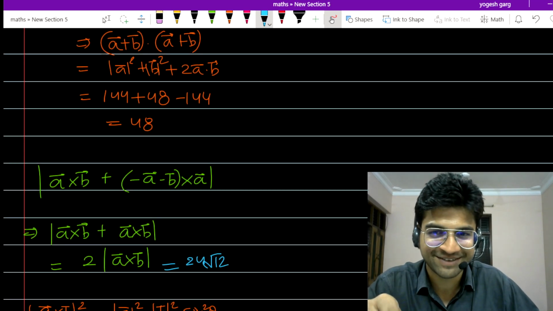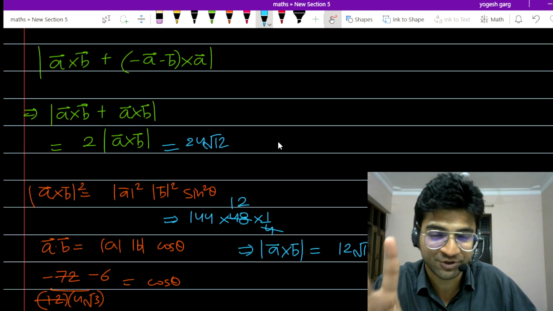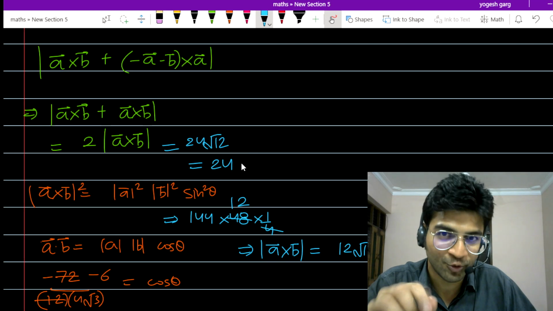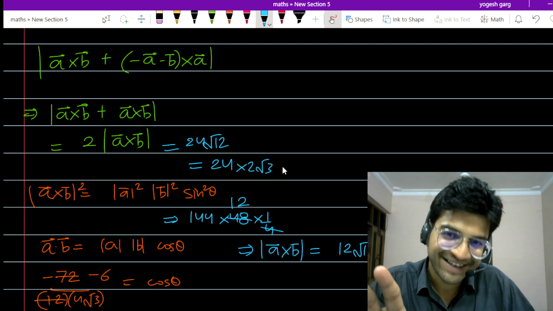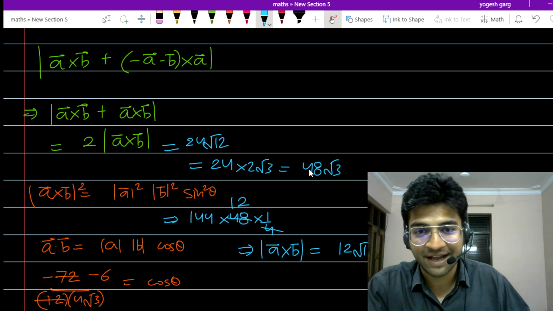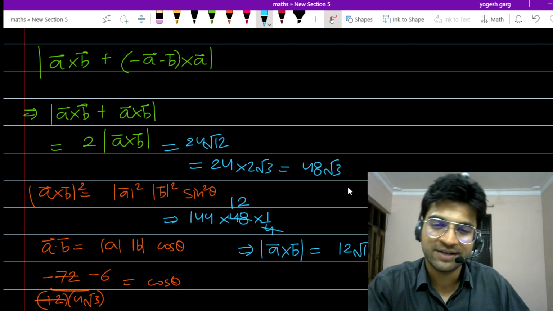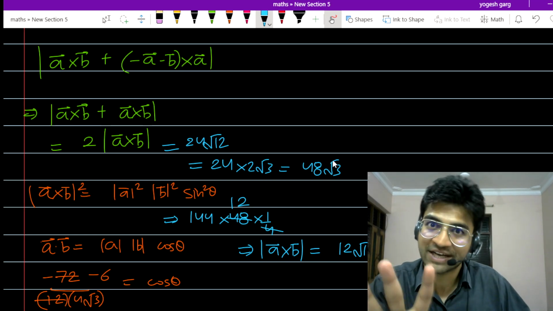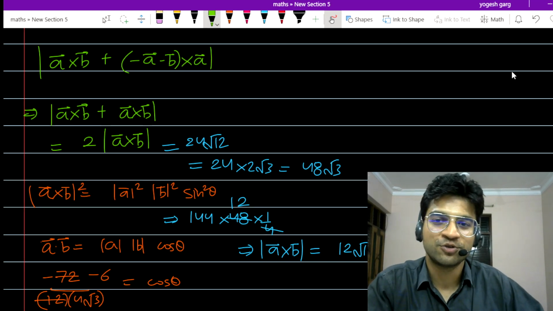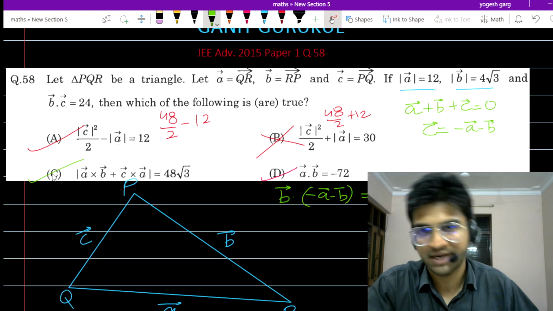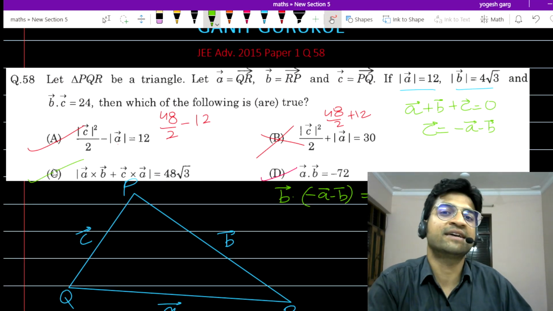We should simplify this. Before rejecting this, we should simplify this. This is 24 root 12, it will be equal to 2 root 3. Yes, it is equal to 48 root 3. So at the time it may not appear, but solve it till the final calculation, right, before rejecting or accepting any value. So this is equal to 48 root 3. Thus the C option is also correct. So A, C, D, they are the correct options.